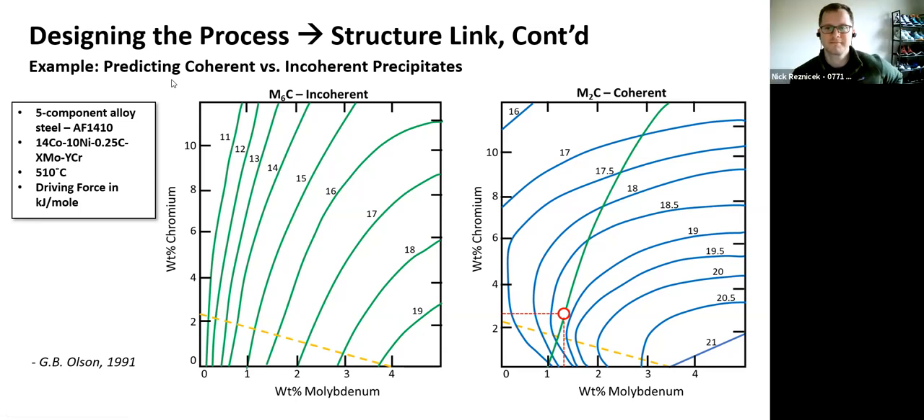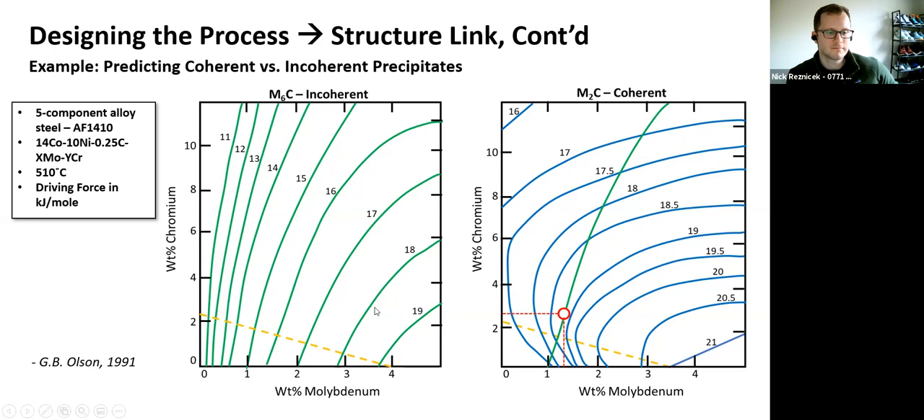Digging down a little bit further, though, these are topological graphs. They're like mountains, okay? You want to maximize the driving force of the coherent, the blue lines here, so that when you have a really high driving force, it's thermodynamically favorable to precipitate out the little tiny coherent precipitates that you're looking for that will give you the highest strength. And you want to discourage the M6C incoherent carbides. The mountain is going uphill as you move from the upper left to the lower right on both of these graphs.